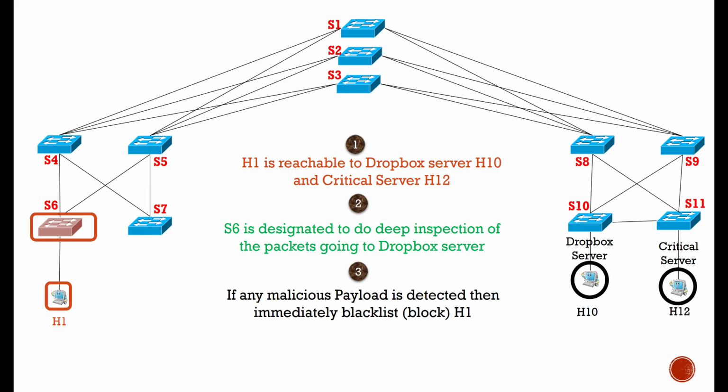So this is the topology that I'm using for this purpose. I'm using H1 that can reach the Dropbox server H10 and critical server H12. In this case, when H1 tries to log into the Dropbox server, we designate S6. We can designate any of the switches or the router along the path to perform deep inspection. Now, the router is not doing the deep inspection. Instead, the router is rerouting the traffic to some security device that is doing deep packet inspection. And in our case, that is the controller.